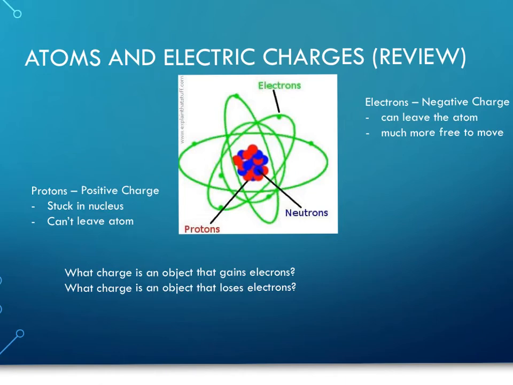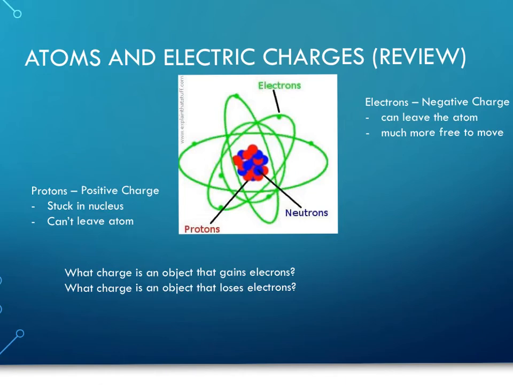Remember, protons are the positively charged particles. They're stuck in the nucleus in the middle, and they can't move anywhere without the whole atom moving. Then you have electrons, and they basically buzz around the outside of the atom. They have a negative charge, and they can leave. They're a lot more free to move.